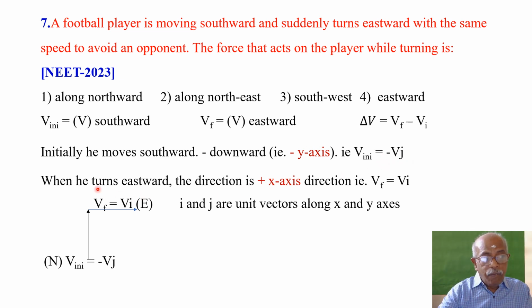When he turns eastward, the direction is positive x-axis. That is, Vf is equal to Vi. You know, i and j are unit vectors along the x and y axis. So this figure represents the movement of the football player. Now, what is the force that acts on the player when he turns? Let us look into the matter.